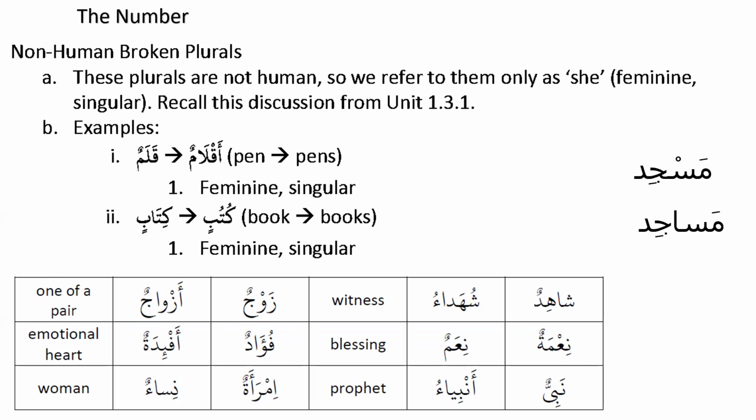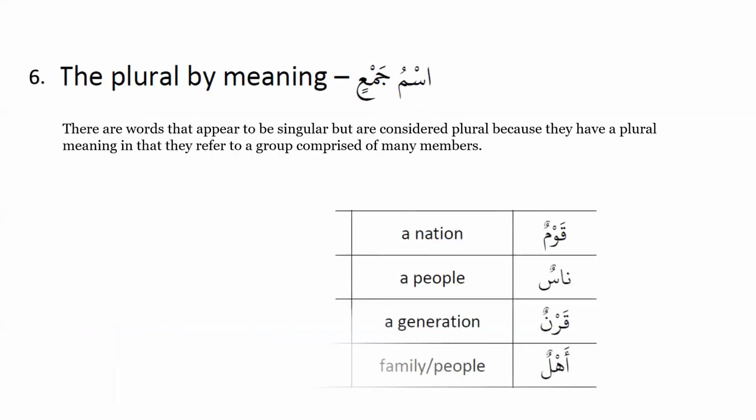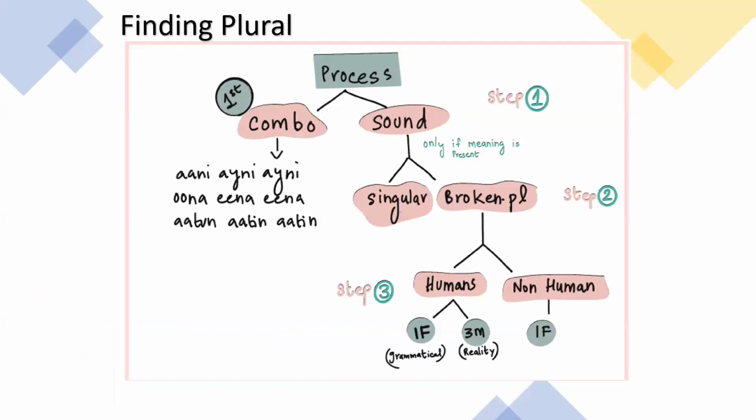And what is the number? Singular, dual, or plural? It is singular. Although we are talking about hearts, and the meaning of the word is hearts, the gender is feminine and the number is singular. So a non-human broken plural is always considered feminine singular. A human one can have both: it could be feminine singular and also masculine plural.